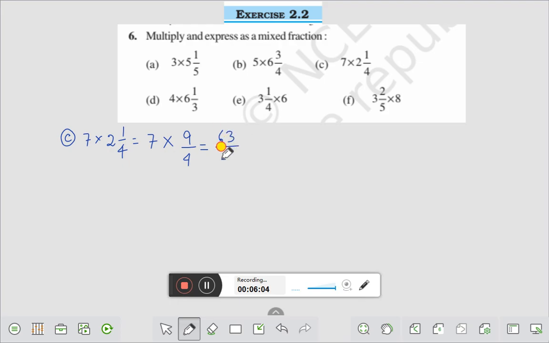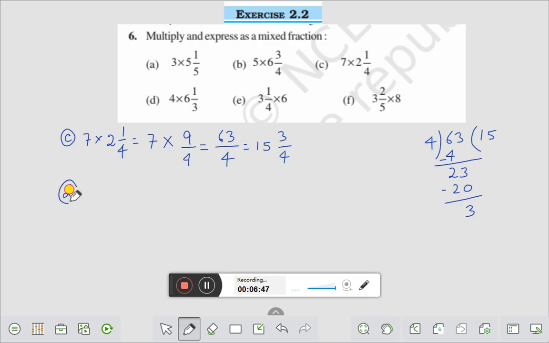63 divided by 4. We will divide 63 by 4. That is 4 ones are 4, 6 minus 4, that is 2. Here it is 3, 23. 4 fives are 20. Therefore, the remainder is 3. Here the quotient is 15, remainder is 3 and divisor is 4. This is the answer of question number C.